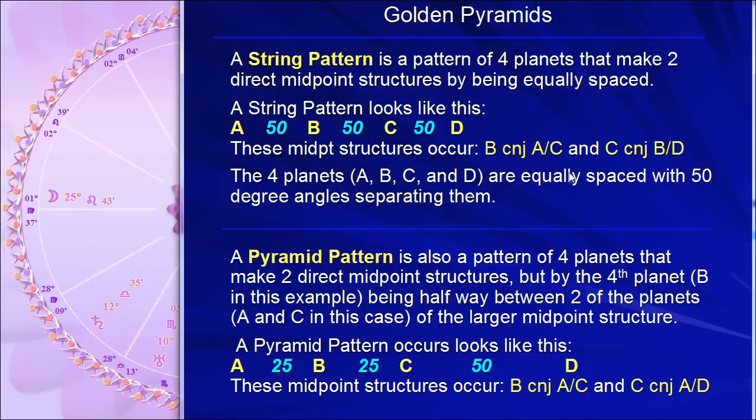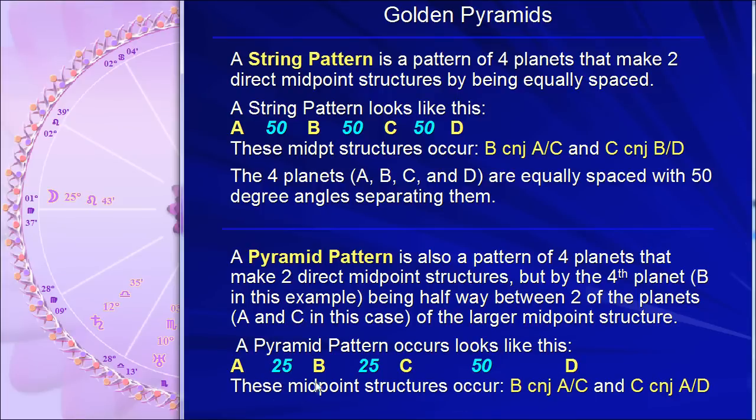We call that a string. And the golden string is a similar idea, except instead of being the same distance, the distances are increasing by the golden ratio. Now let's go over what a pyramid is. A pyramid is when you have a direct midpoint structure. C is in between A and D.